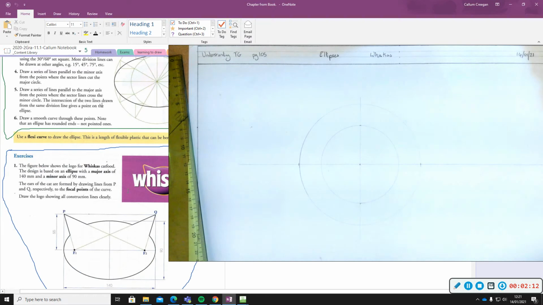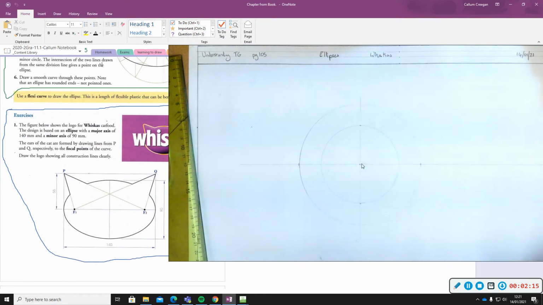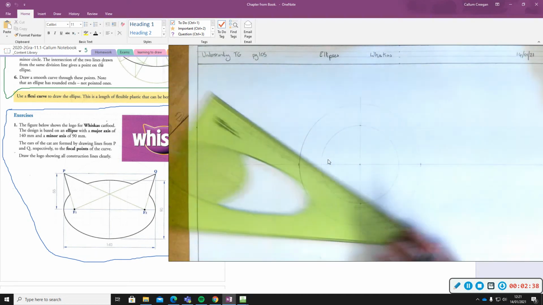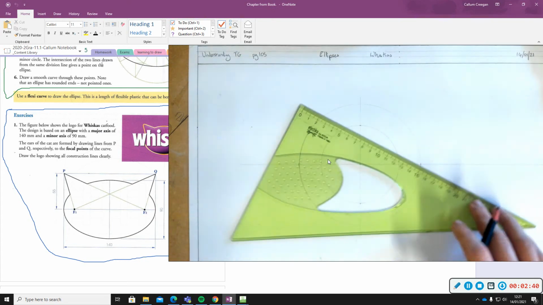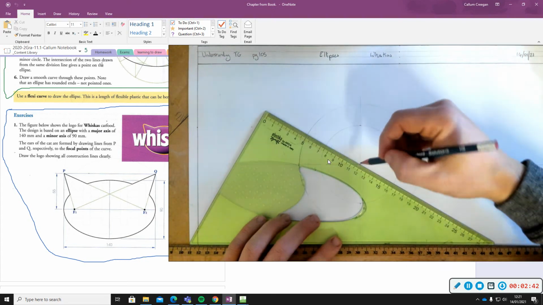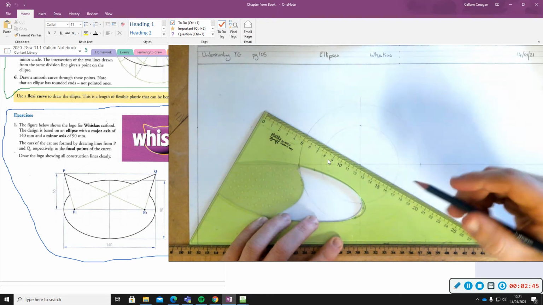It can also be called the concentric circles method, because we have a circle within a circle, which is called a concentric circle. You may be asked that in question 1 of the short questions, but we'll just continue on as it is. Now I want to split up my circles equally. The way we split up our circles is we use our 60-30 degree set square, which is this one. So I'm going to go ahead and split this up equally into 12 different sections.